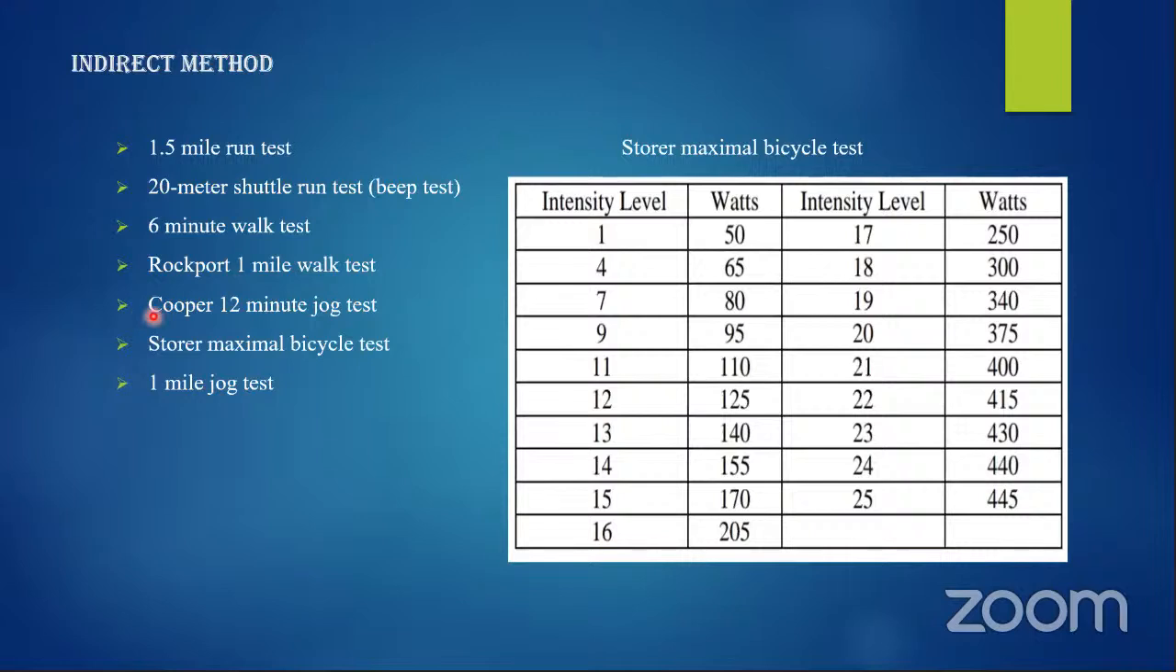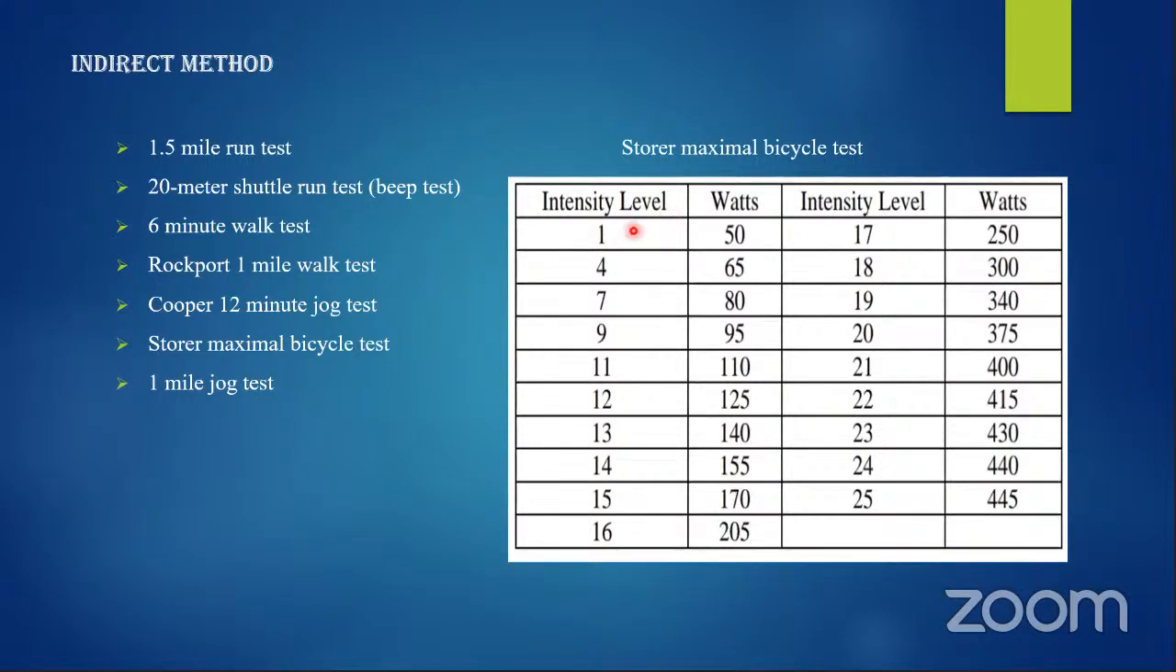Here, the client is instructed to jog for 12 minutes, and the therapist has to note down how much distance he has covered in 12 minutes. Next comes the Storer maximal bicycle test. It is one of the maximal tests, and it is done on a bicycle. Here you can see a protocol that is used for the Storer maximal bicycle test.